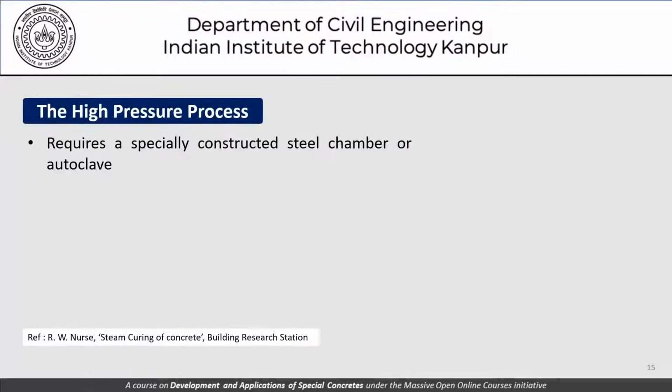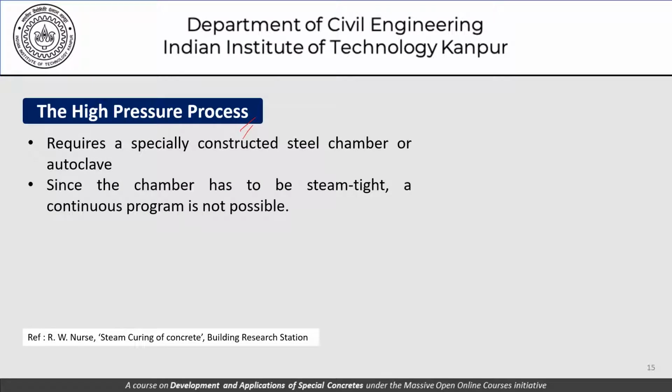Let us spend a minute on the high pressure process for steam curing in precast concrete. This process requires a specially constructed steel chamber or an autoclave because we are going to elevate the pressures. So we need a steel chamber and an autoclave. Since the chamber has to be steam tight, a continuous program is not possible. That is, we cannot have concrete members being placed all the time. So it's very close to a batch process.